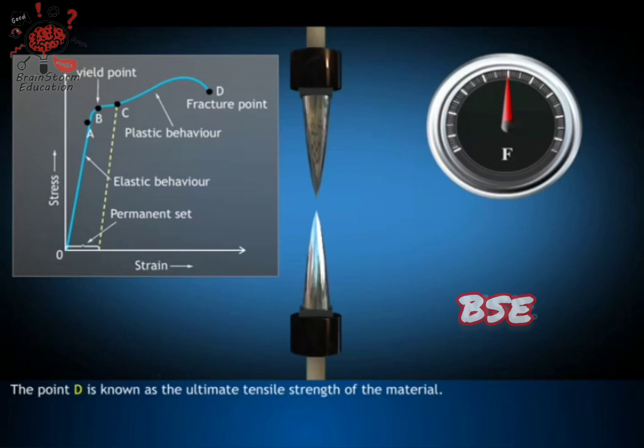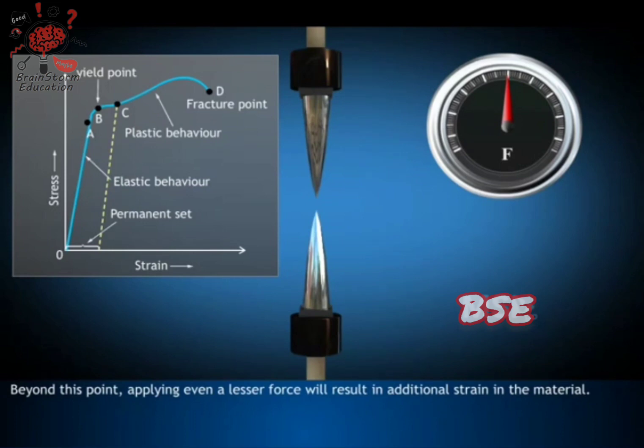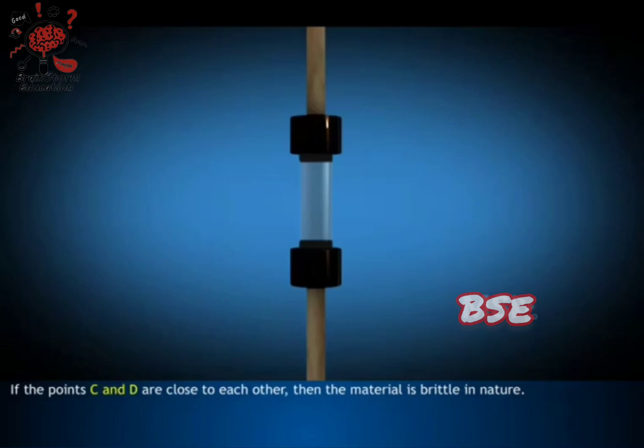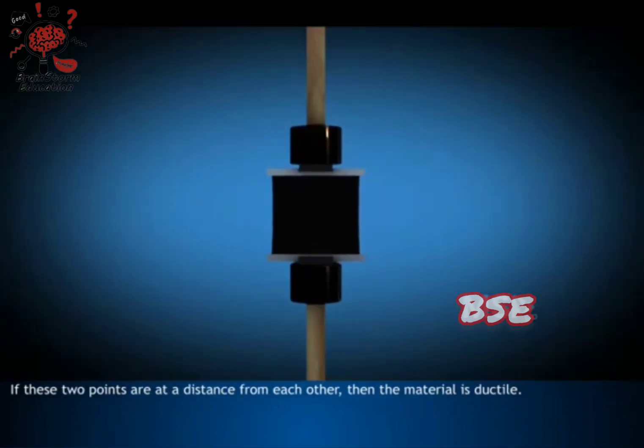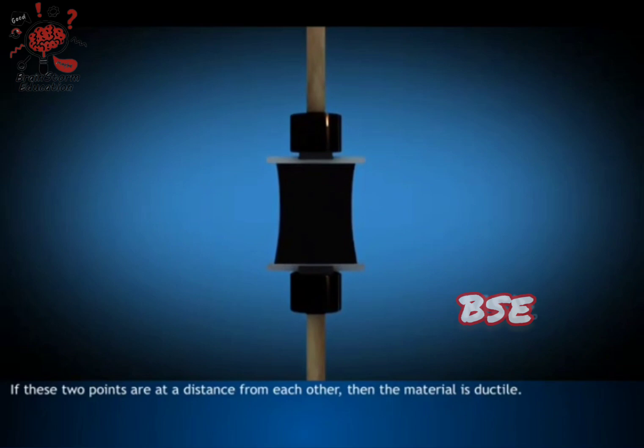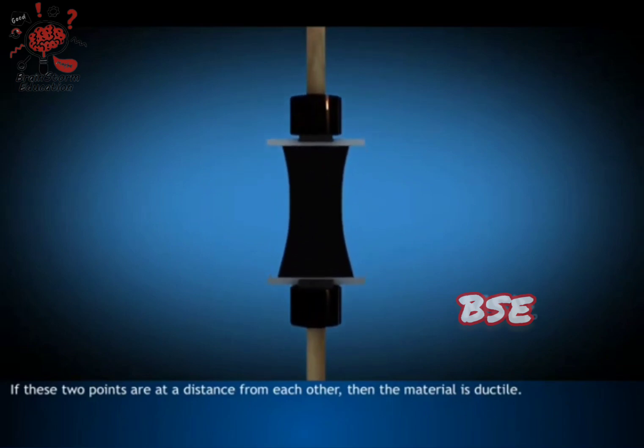The point D is known as the ultimate tensile strength of the material. Beyond this point, applying even a lesser force will result in additional strain in the material. If the points C and D are close to each other, then the material is brittle in nature. If these 2 points are at a distance from each other, then the material is ductile.